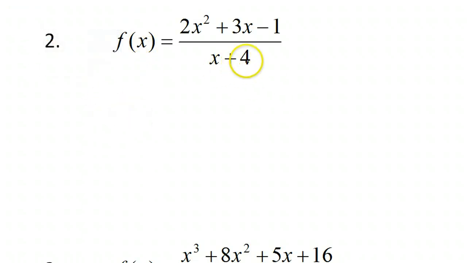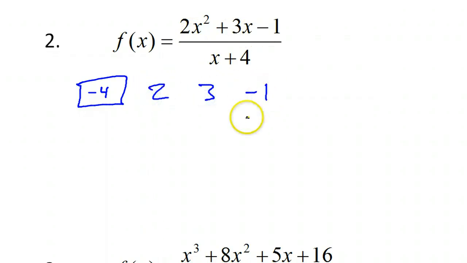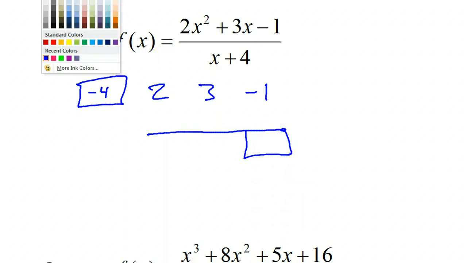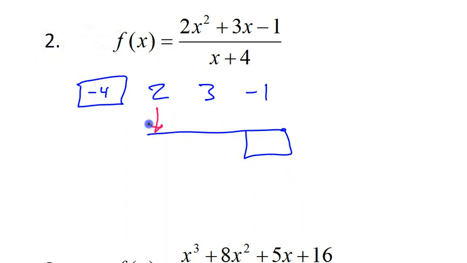X plus 4, set that equal to 0 and you get negative 4. So that's what you put in the little box for synthetic. Coefficients 2, 3, negative 1. So you do a little of this, a little of that. That comes down. 2 times negative 4 is negative 8.